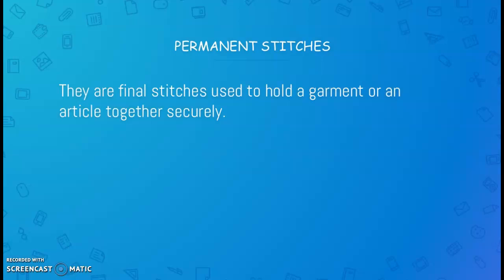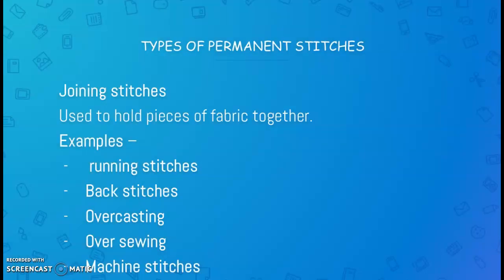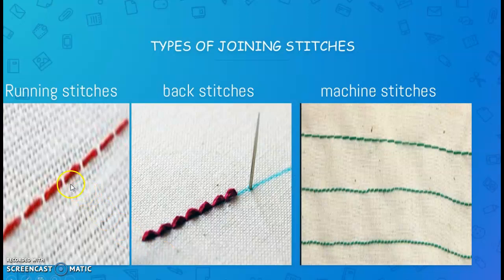Now let's come to permanent stitches. They are stitches that hold articles together for as long as it lasts. And we have three types, which are joining, knitting, and decorative stitches. We'll start by looking at joining stitches. Joining stitches hold pieces of fabric together. And the examples we have here are running, back stitches, overcasting, over sewing, machine stitches, just to mention a few.